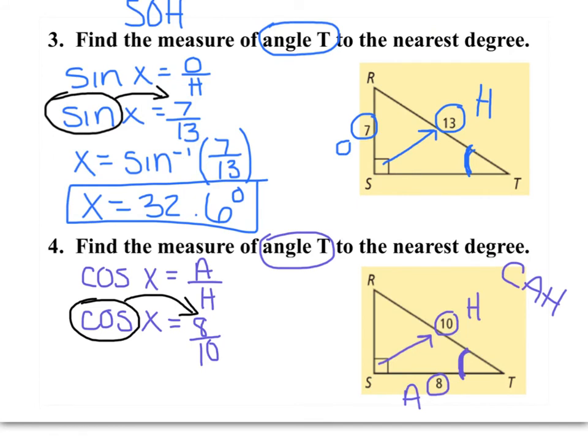When I move my cosine to the opposite side of the equation, it will become an inverse. So I will bring down my x. My cosine will become an inverse cosine. And my values are 8 over 10.